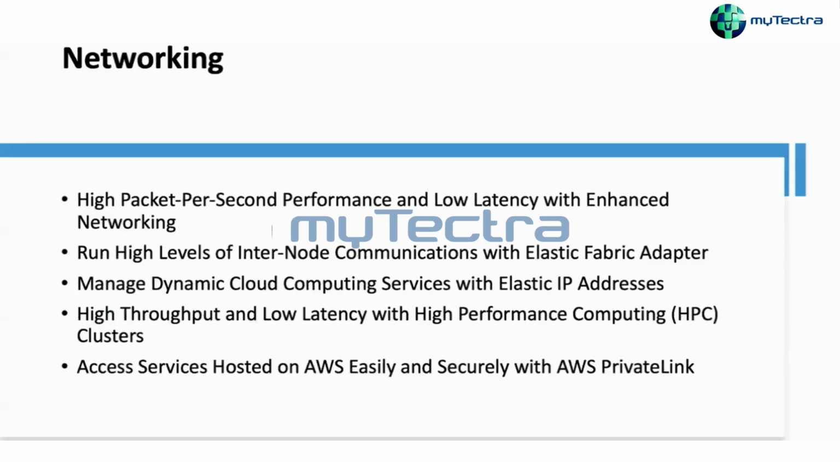Next part, networking. When we talk about networking, what features do we get? High packet per second (PPS) performance and low latency with enhanced networking. This is one of the features, called enhanced networking. Suppose our resources are very critical, running 24/7, and there should not be any downtime. It should be very fast. So there is a term called elastic networking.